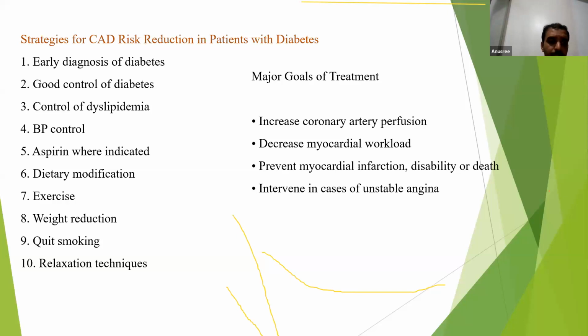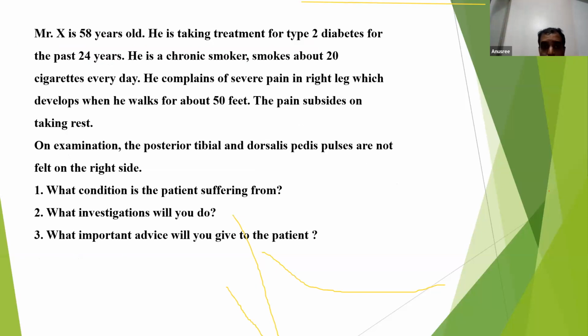The diet, weight reduction, and dietary modification should be emphasized to each and every patient, even without knowing their diabetic status, because it will help in preventing all these metabolic diseases. So our major goals of treatment are to increase the coronary artery perfusion, decrease the myocardial workload, prevent myocardial infarction, disability or death, and intervene in case of unstable angina.